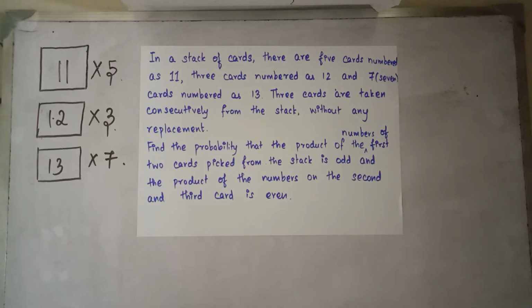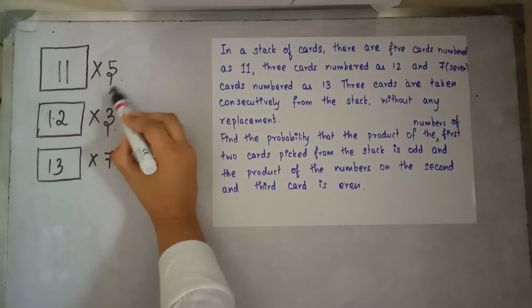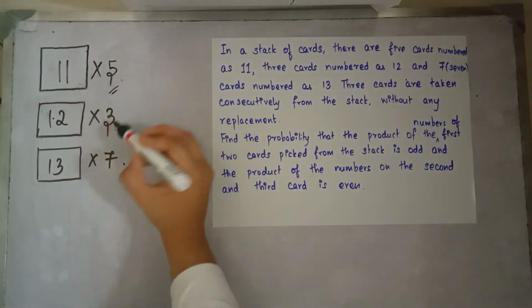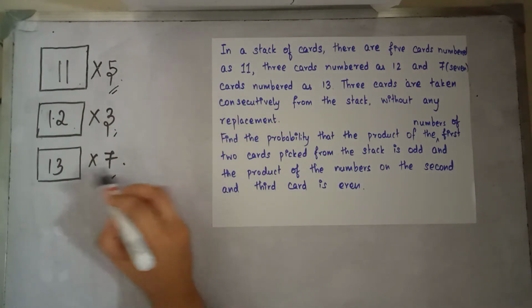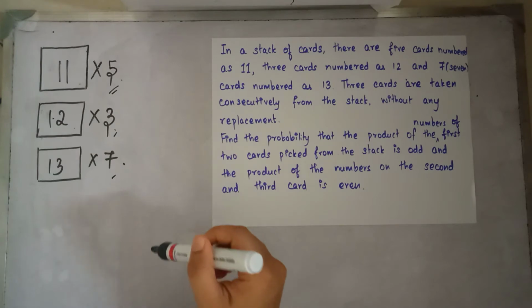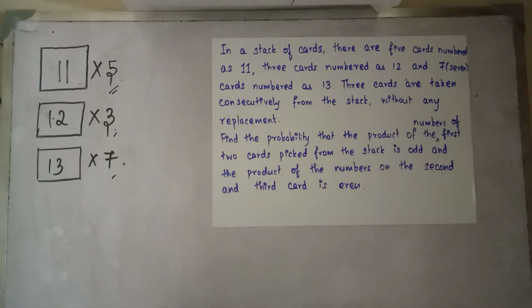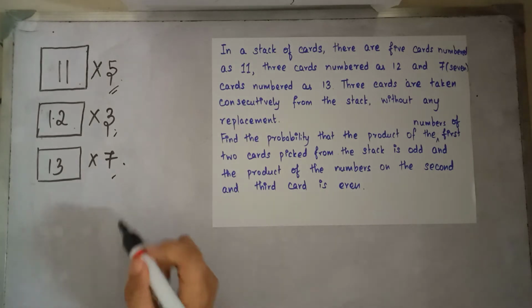Okay, so I'll explain the question. There is a stack of cards, and in that stack, 5 of them are numbered as 11, 3 are numbered as 12, and 7 cards are numbered as 13. So we are taking 3 cards consecutively without any replacement. Now, if this term "without any replacement" comes in any problem in probability, it means only one thing.